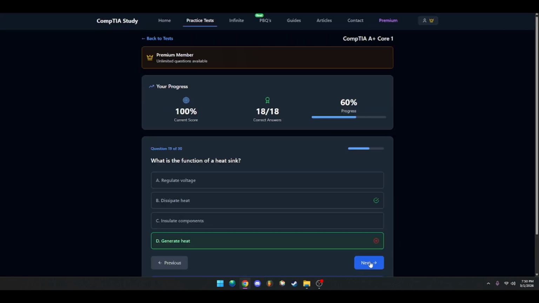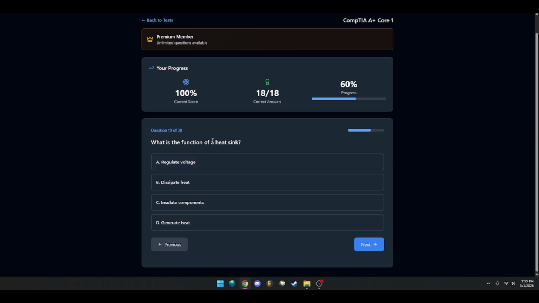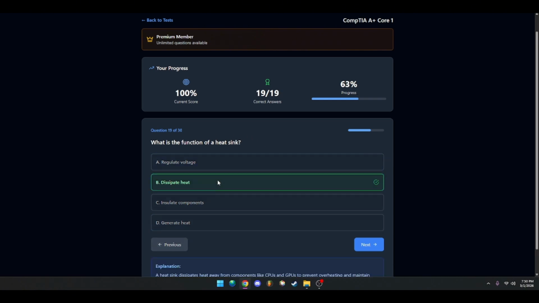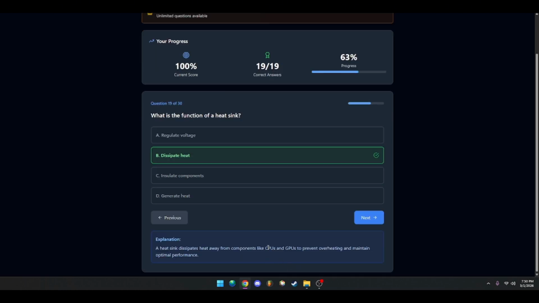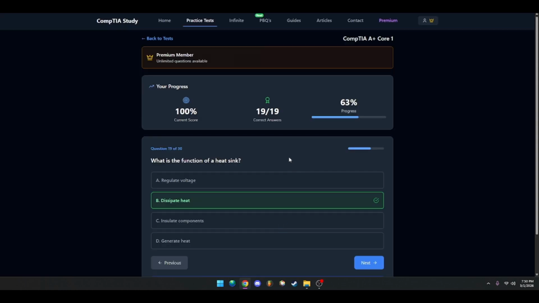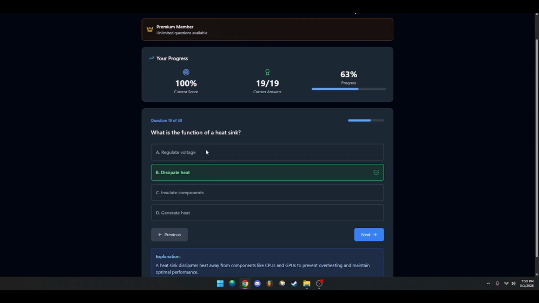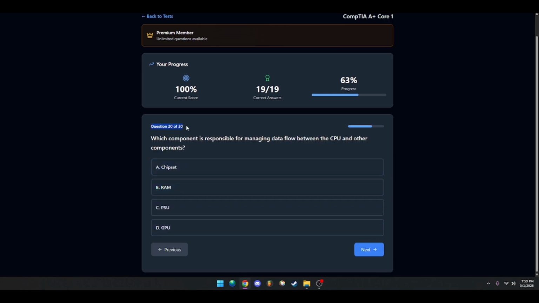Let's move on. What is the function of a heat sink? This one's pretty straightforward. I'll let you think. And the answer would be B, to dissipate the heat away from components like the CPU or GPU, because you do not want your computer to overheat. So this part prevents that from happening. Let's move on. Question number 20.